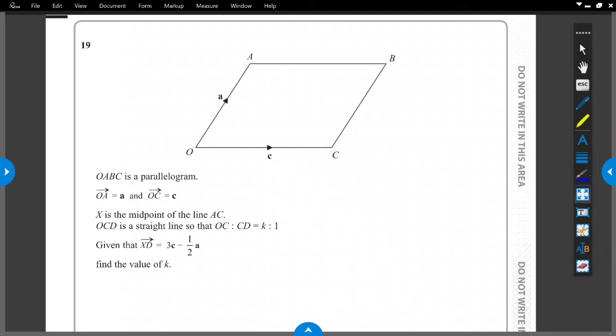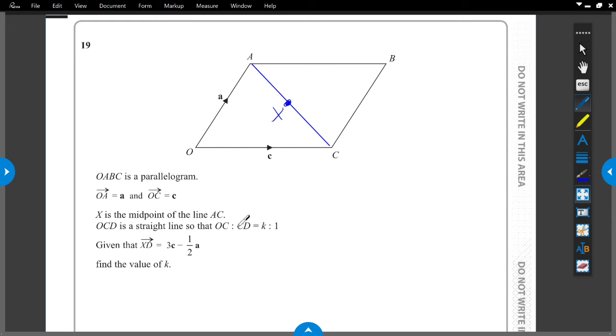As usual, we're going to draw on what we have and what we're trying to find out. So X is the midpoint of AC. So if I draw a line from A to C, it's going to be halfway through that line. It's going to be there. So I can label that as X.